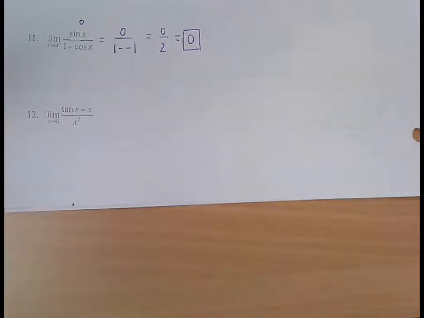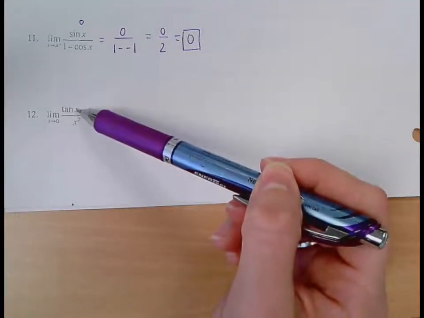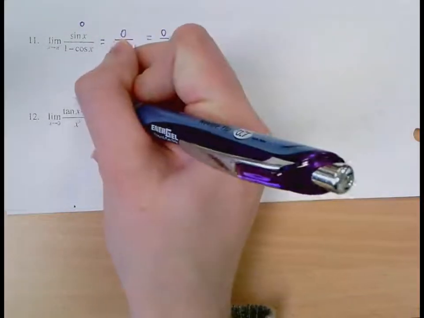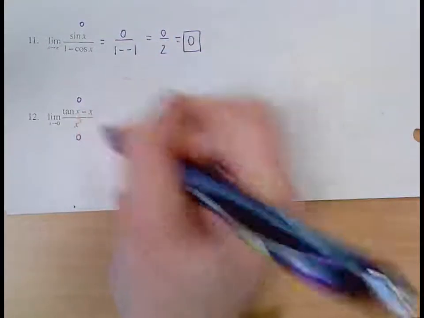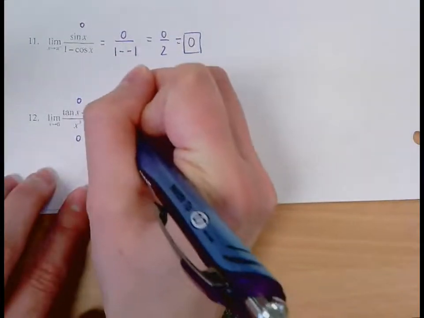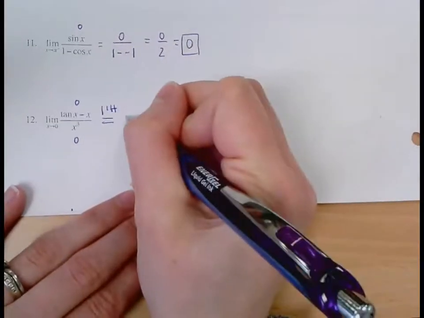Okay, but 12, so here we have the limit as x approaches 0 of tangent of x minus x over x cubed. Does it apply here? So we already said tangent of 0 in example 10 was 0. So we have 0 minus 0, and then over 0 cubed is 0. So we do have 0 over 0. We can apply L'Hopital's rule.